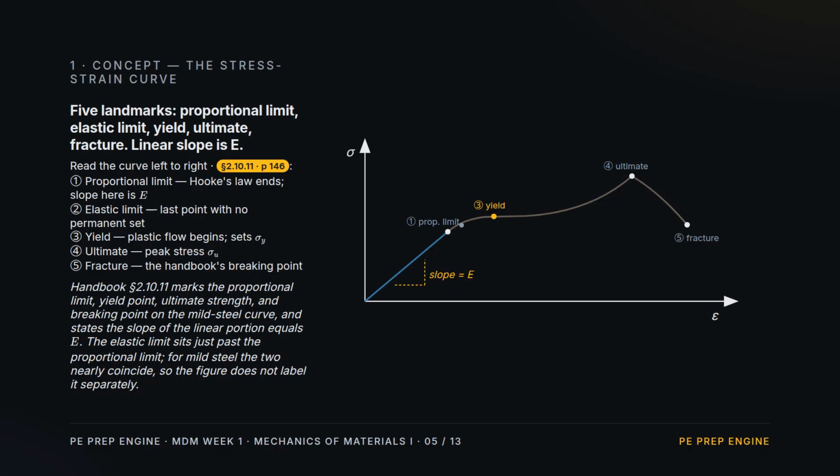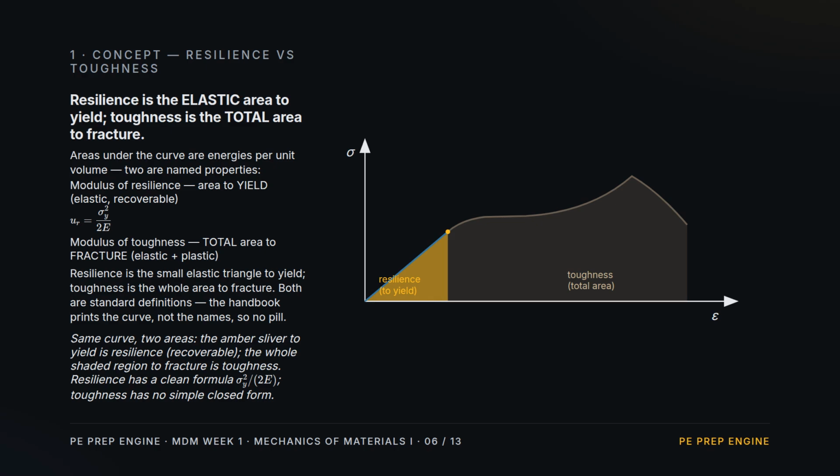Concept 3. The stress-strain curve. Pull a specimen to failure, and the curve tells the whole story. First, a straight elastic line, whose slope is the modulus of elasticity, up to the proportional limit, where linearity ends. Just past it is the elastic limit, the last point that springs back with no permanent set. Then the yield point, where plastic flow takes off, and the material strain no longer recovers. The curve climbs to the ultimate strength, its peak, then falls to fracture, the Handbook's breaking point. Proportional limit, elastic limit, yield, ultimate, fracture. That's the map.